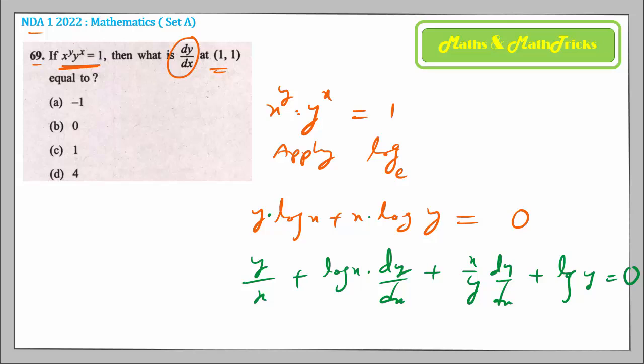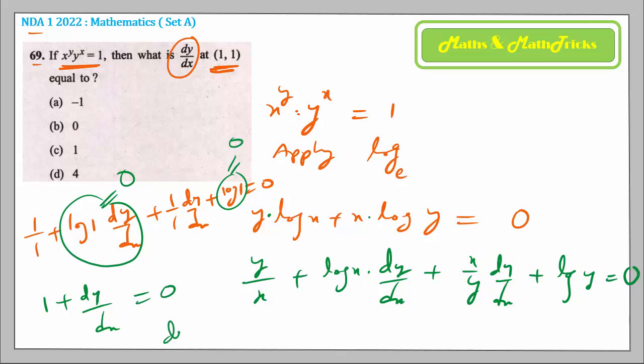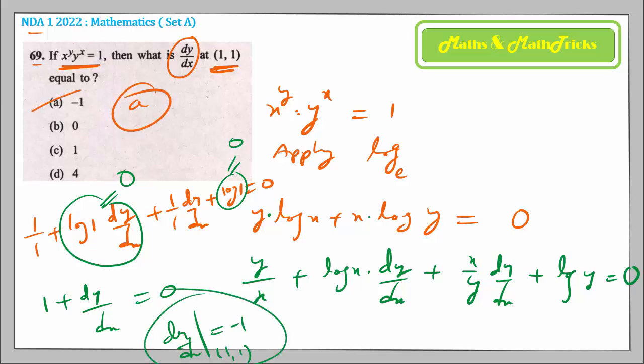Now in this, what do you want anyway? You want at x equal to 1, y is 1. So you want dy by dx for that. So 1 by 1 plus log 1, into dy by dx, plus 1 by 1 dy by dx at 1 comma 1 plus log 1, which is 0 actually. You know log 1 is 0. So this whole term becomes 0. This term is also 0. What remains then? 1 plus dy by dx is equals to 0, meaning dy by dx value at 1 comma 1 we evaluated is minus 1. And hence the answer is option A for this particular question.